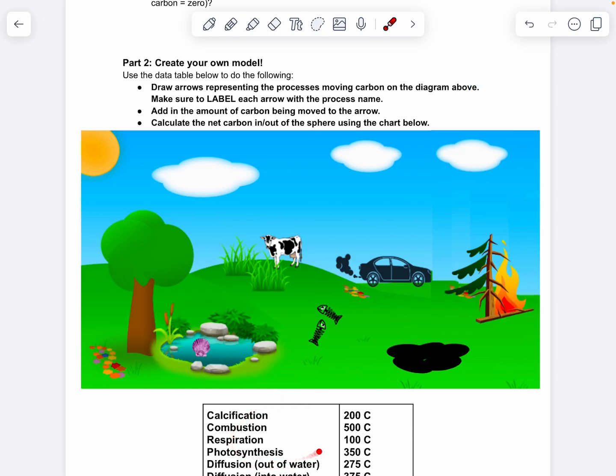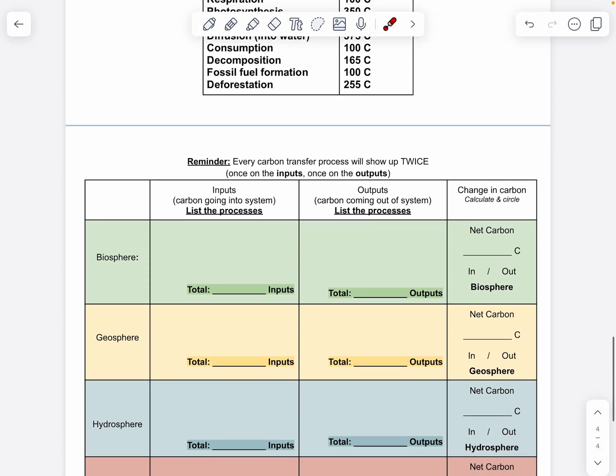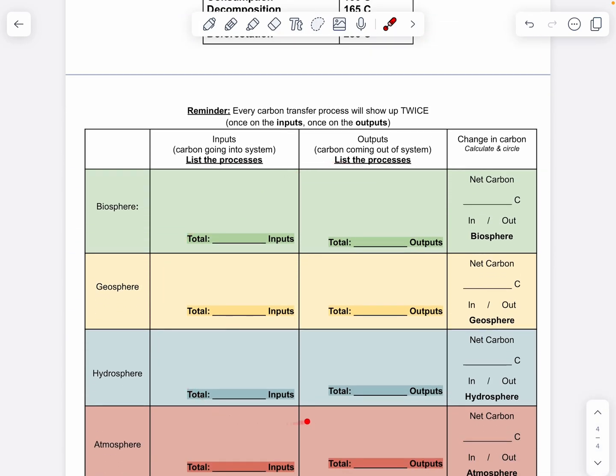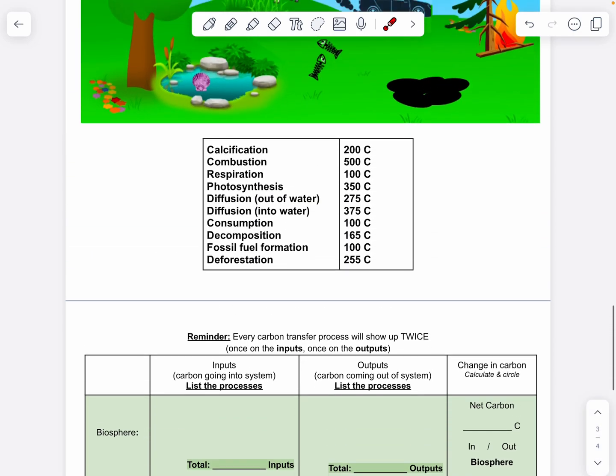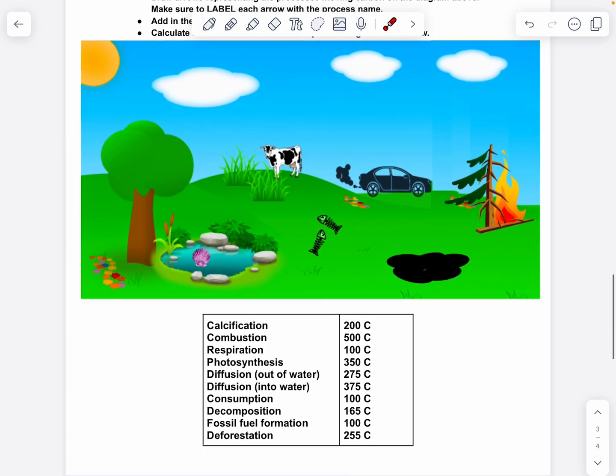So down here, we got our processes that we're going to label. And then we're going to also add the amount of carbon that's being moved by the arrow. So down here, it shows us how much carbon is being transferred. Okay, and then using the chart below, we're going to figure out what is the net carbon in and out of those spheres. Okay, so similar to what we did before, only we're going to add those processes in here. So let me give you an example.